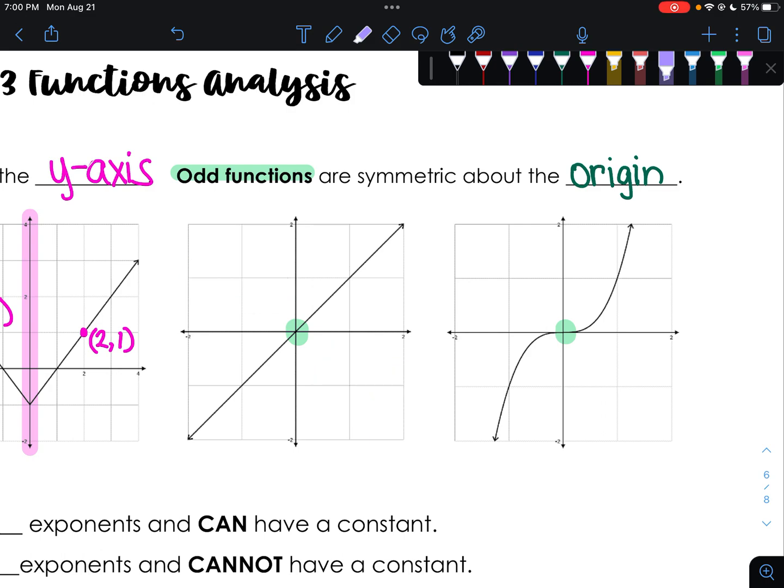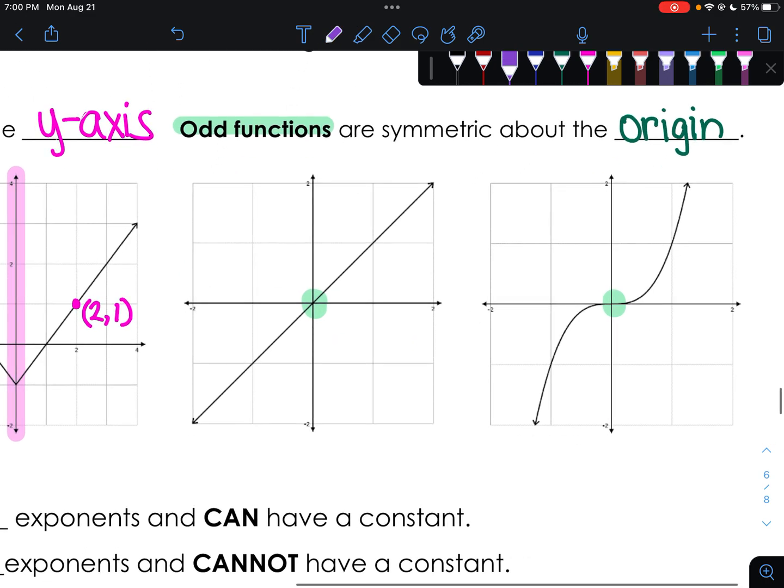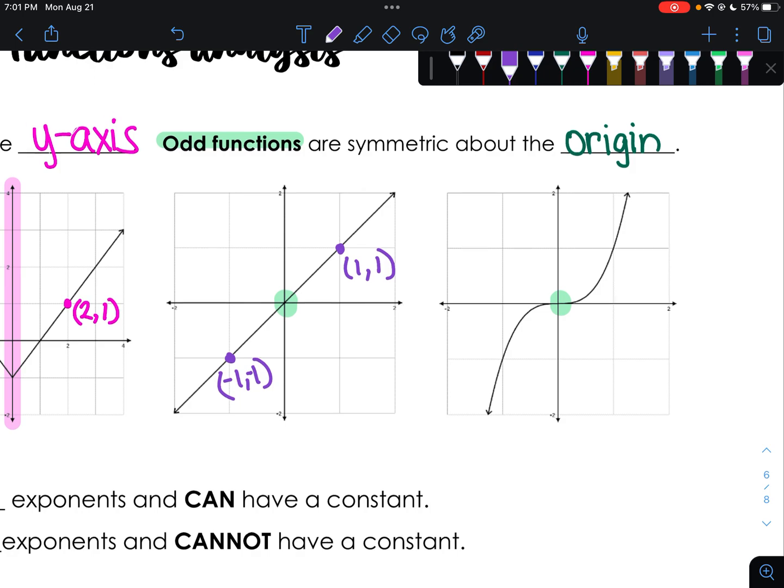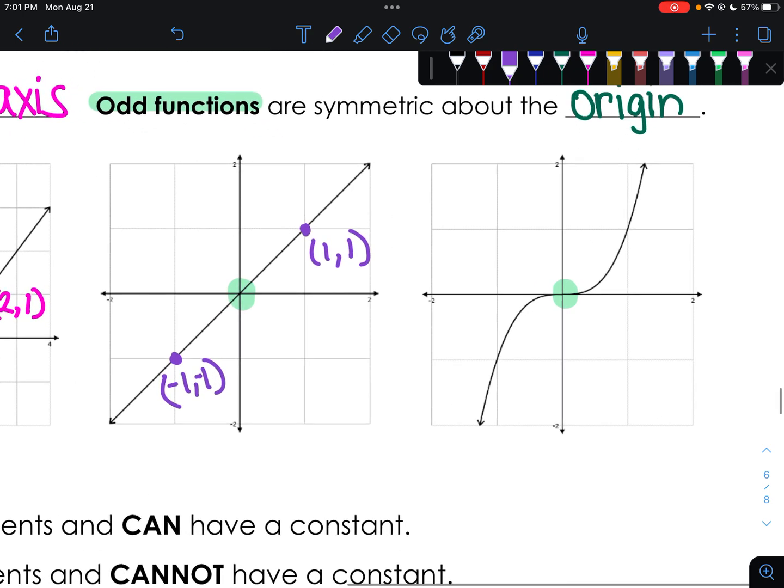Okay, now as far as the points go, if I have the point 1, 1, an odd function is going to be the exact opposite for both my x and my y value, which means I now have the point negative 1, negative 1, which is how we know that it is an odd function. Same thing happens here and here. So we have 1, 1 here. Here we have negative 1, negative 1. And this goes for every x and y value on the graph.